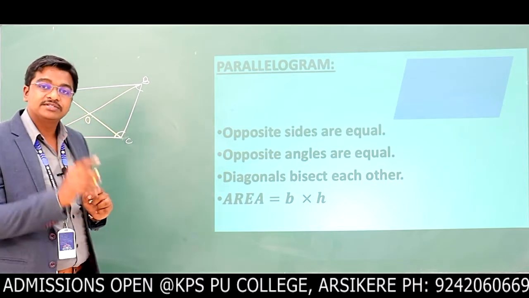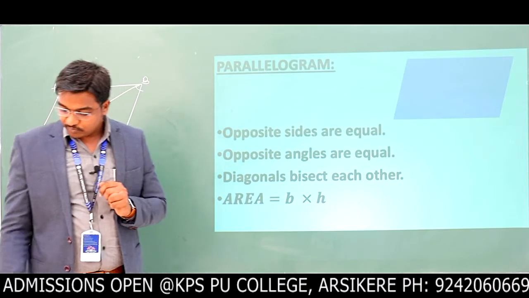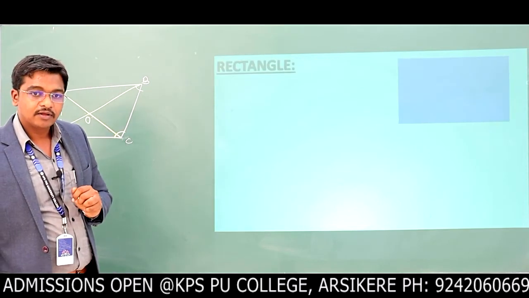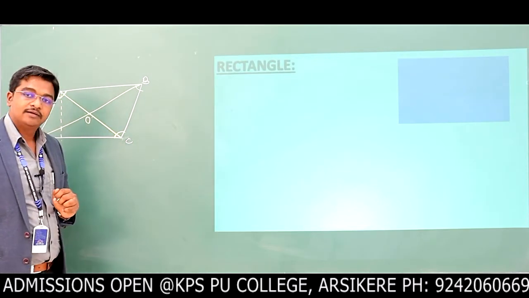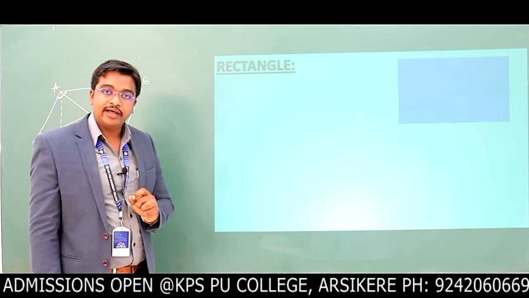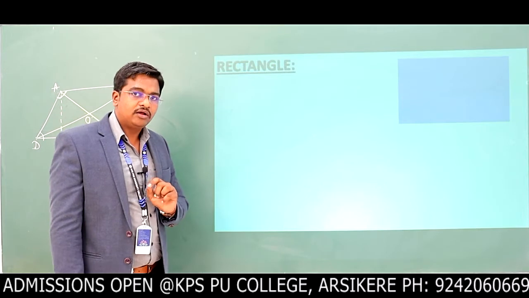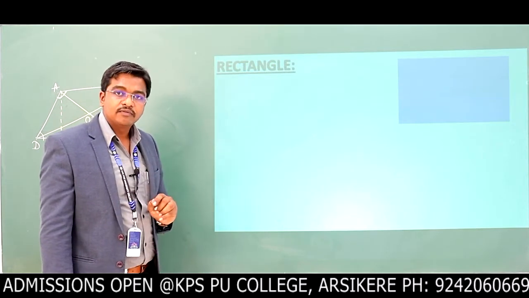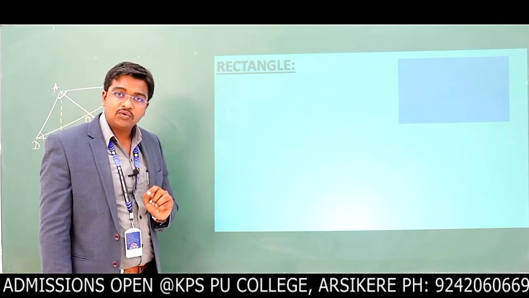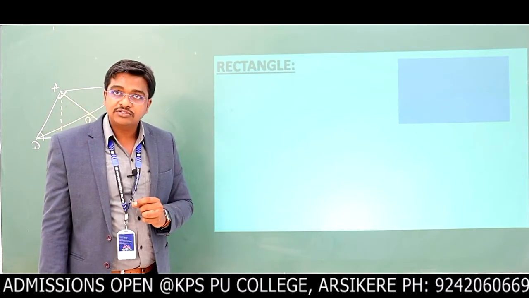This is the properties of parallelogram. So next we are moving to the next one, rectangle. Just observe the diagram. Compare it with the parallelogram. Here also there are 4 sides. Opposite sides are equal and opposite angles are also equal.